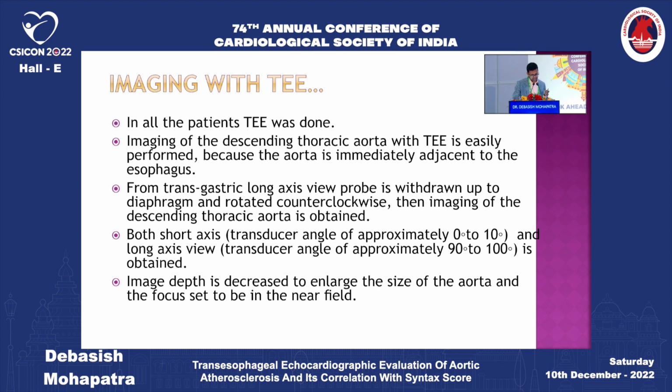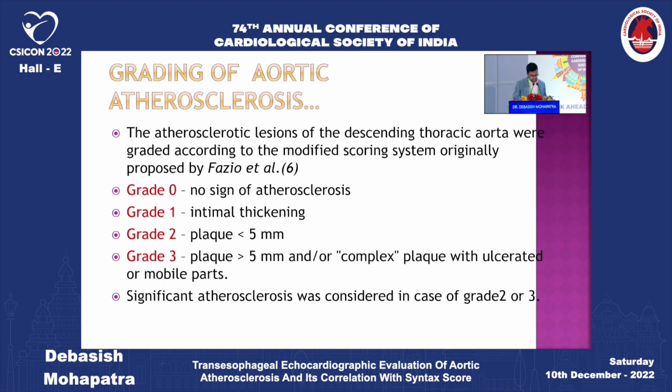In all patients, TEE was done, and imaging of the descending thoracic aorta with TEE is easily performed because the aorta is immediately adjacent to the esophagus. From the transaortic long axis view, the probe is withdrawn up to the diaphragm and rotated counterclockwise. Then imaging of the descending thoracic aorta is obtained in both short axis and long axis views.